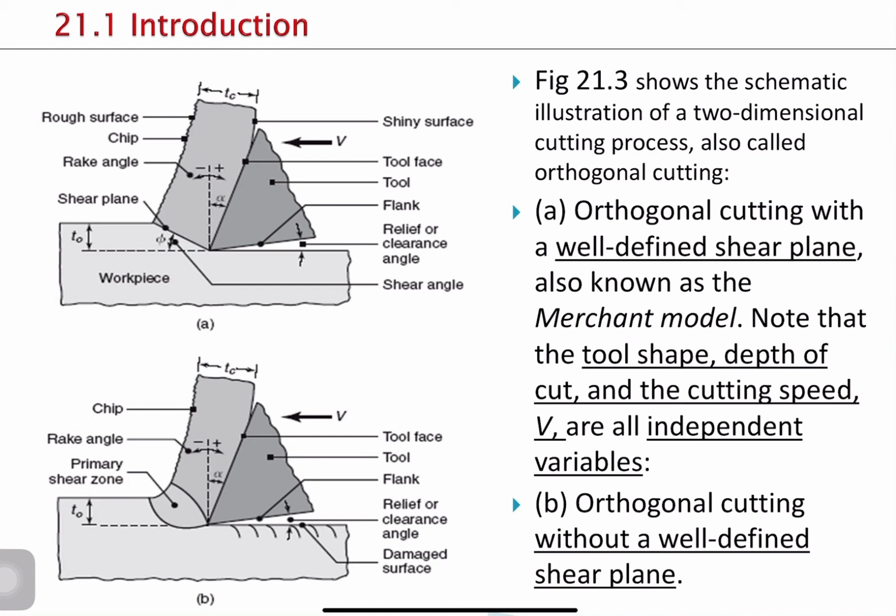There are two conditions there, A and B. A is orthogonal cutting with a well-defined shear plane. As you can see, the shear plane is the plane between the chips that have been formed and the original material. So there's a clear shear plane there in picture A. This is called the Merchant model.